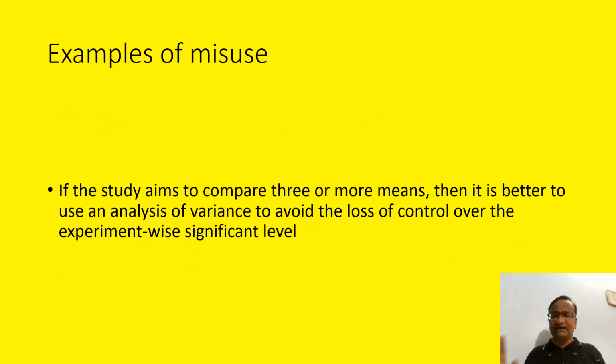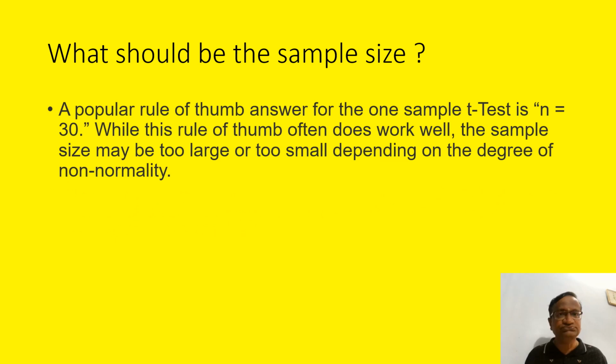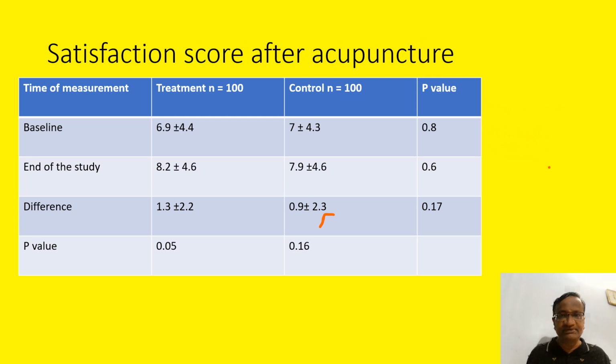It is very clear; already I have told it. If you have 3 means, no t-test. Only comparison of means between 2 groups is acceptable for student t-test. If you are using 3 means, then you have to go to ANOVA. What should be the sample size? A popular rule of thumb for a 1 sample t-test is 30. When this is working, it is working.